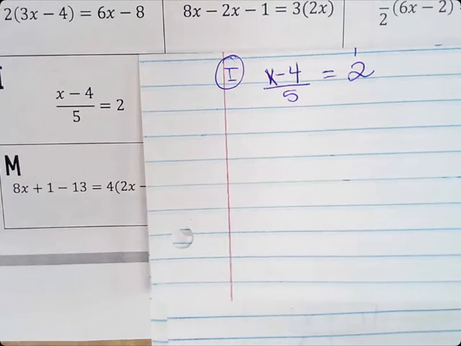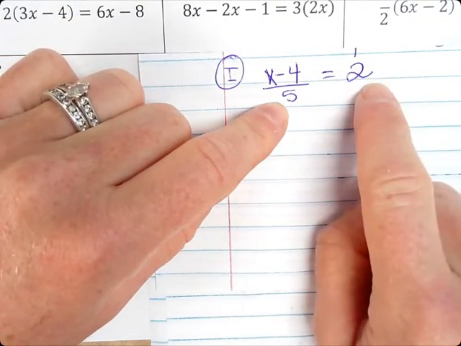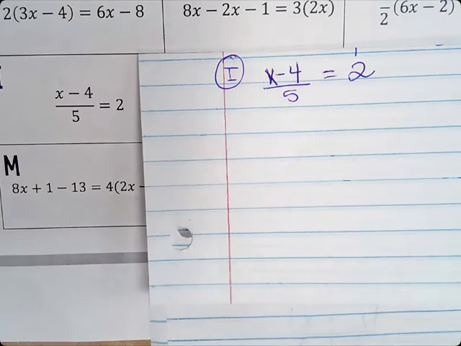Okay, so what this says is that something divided by 5 equals 2. So let's think about that. What divides by 5 and the output is 2? 10, right? It's 10. If I take 10 and I divide by 5, I get 2.